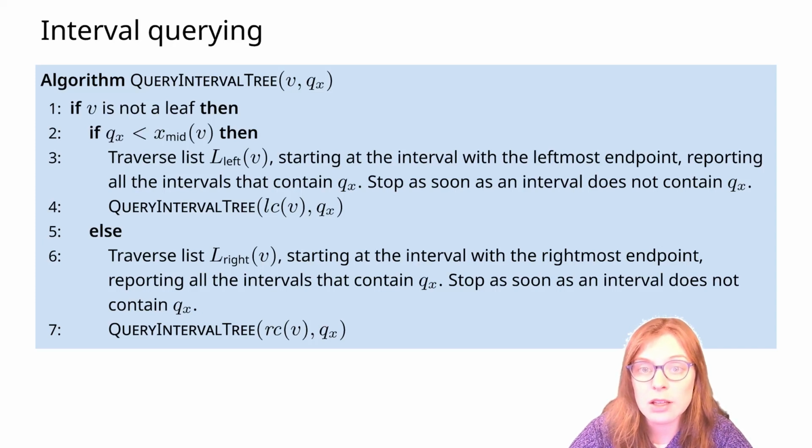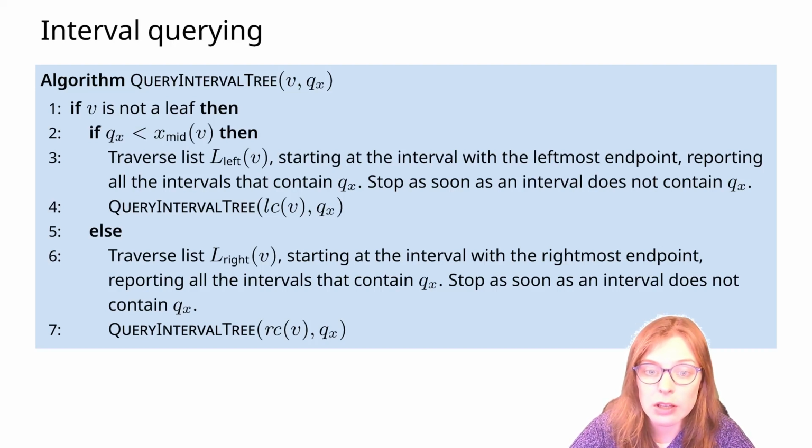And otherwise, if the query value qx lies to the right of the value stored within the node, we similarly traverse the right list, storing the intervals, and report all the intervals that contain the query value qx, and we stop as soon as we reach the first interval that does not contain qx. And we recurse into the right child of v.